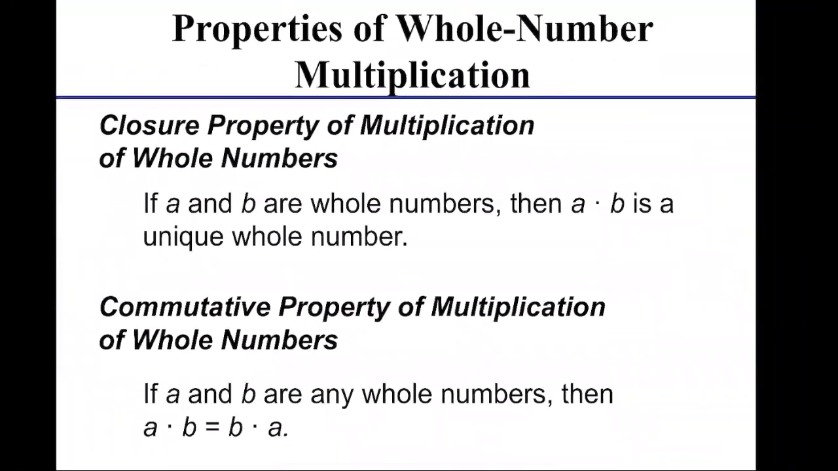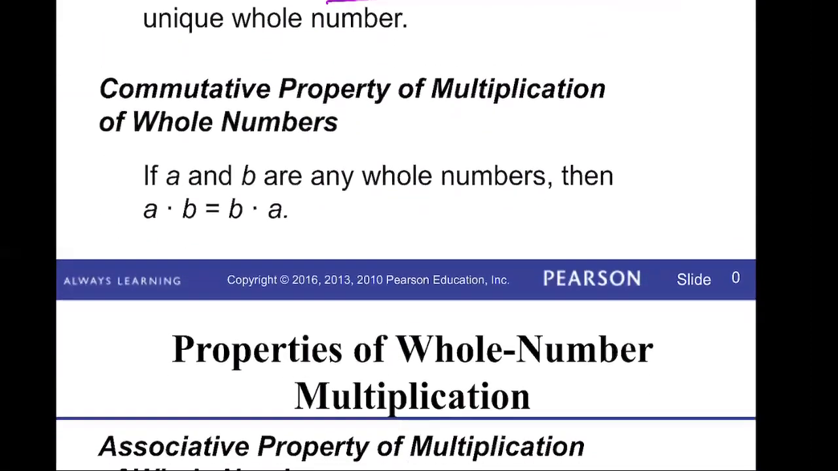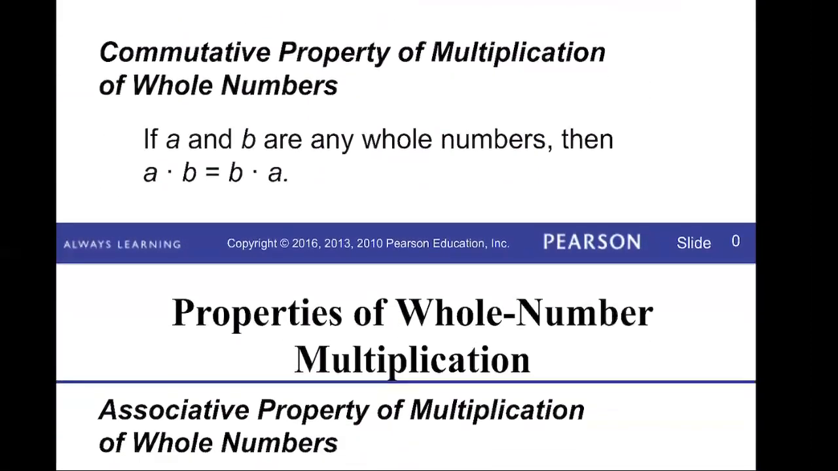Okay, properties. Closure property. We're talking about whole numbers. Multiplication is closed under whole numbers. We know that addition was closed, and since multiplication is repeated addition, it's closed. Commutative property: 3 times 5 equals 5 times 3. You've known that for a long time.